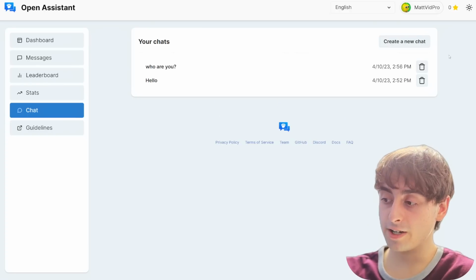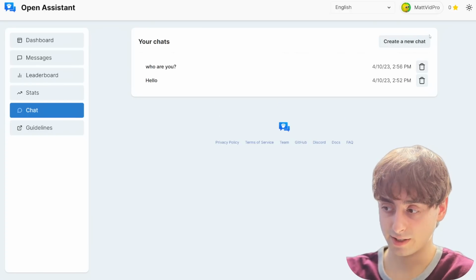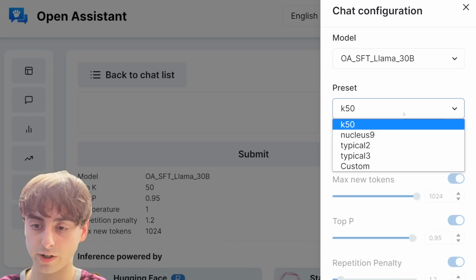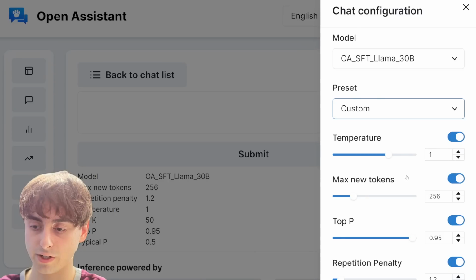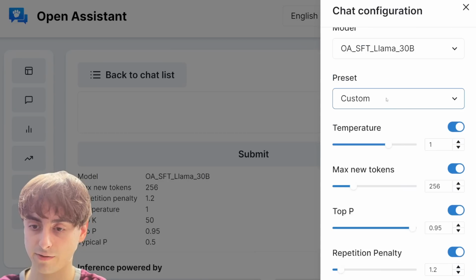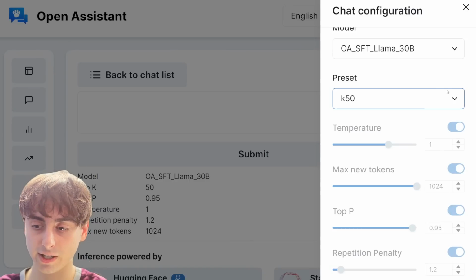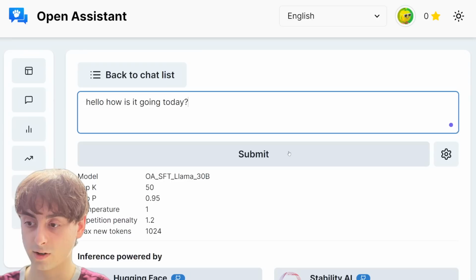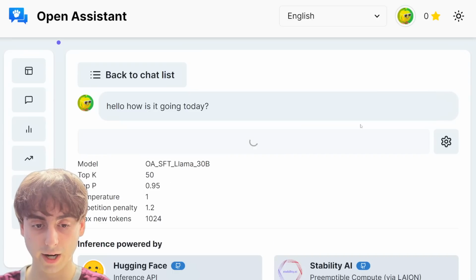So let's create a new chat with OpenAssistant. And by the way, guys, they do have settings where you're actually able to change all of these around if you want and really mess with it, see if you can get it a little bit better. I'm just going to stick with this basic preset. All right, our first little prompt here. Hello, how's it going today?